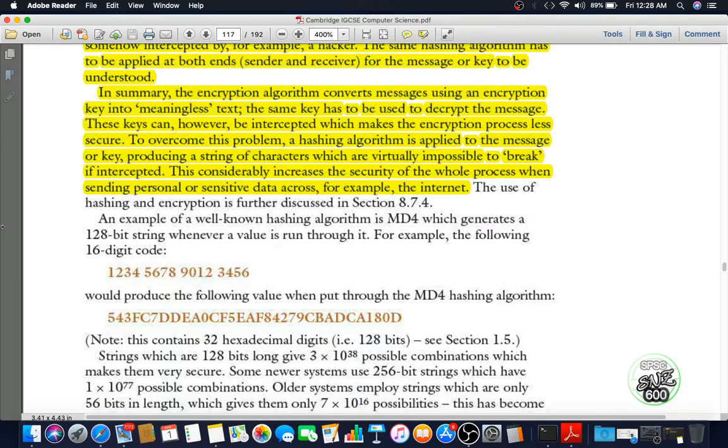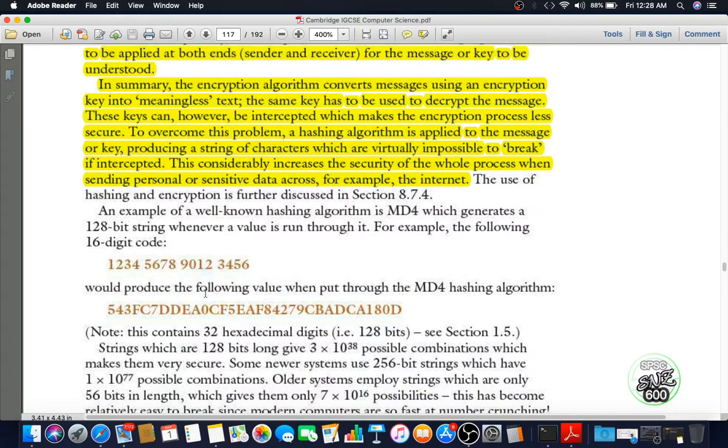We'll learn later. An example of a well-known hashing algorithm is MD4, which generates a 128-bit string whenever a value is run through it. For example, the following 16-digit code would produce the following value when put through the MD4 hashing algorithm. This 16-digit code will become a bigger text when you put it through a hashing algorithm.